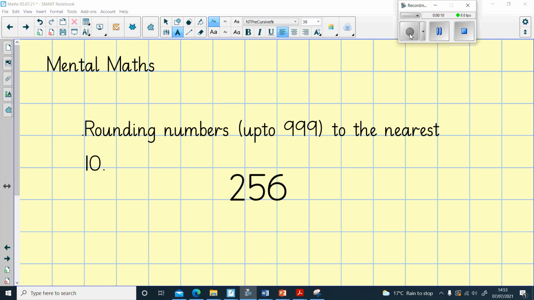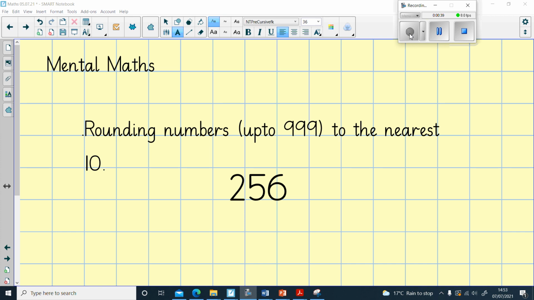We're going to warm up our brains this morning by rounding numbers to the nearest 10. Just to recap, if you've got 256 and you would like to round the number to the nearest 10, it's that ones digit that you're looking at. If that ones digit is a 1, 2, 3 or 4, we round down to the 10 before. If it's 5, 6, 7, 8 or 9, we round up to the next 10.